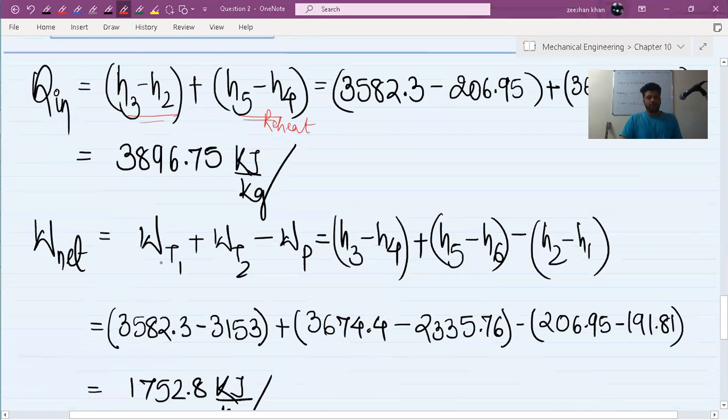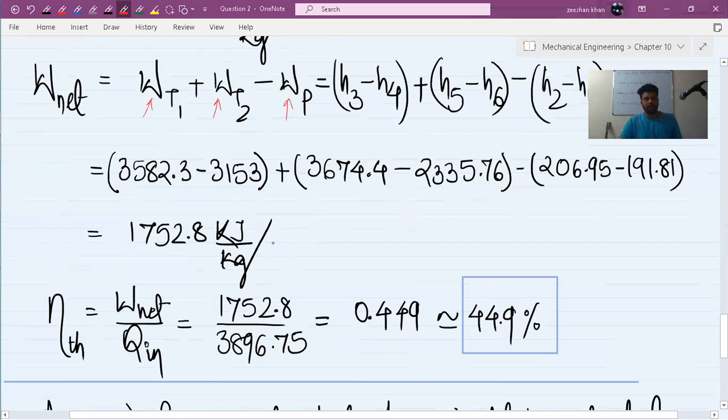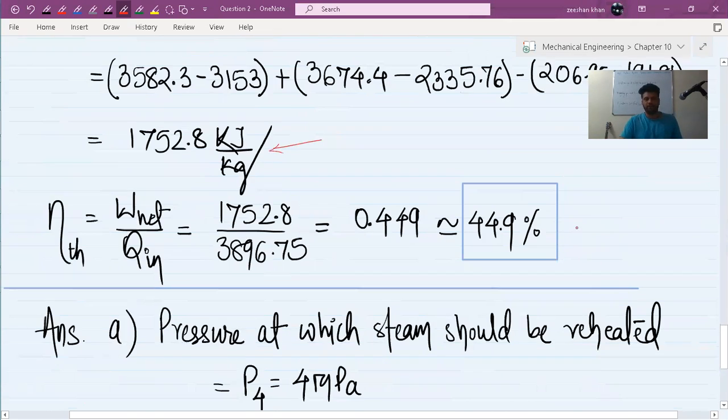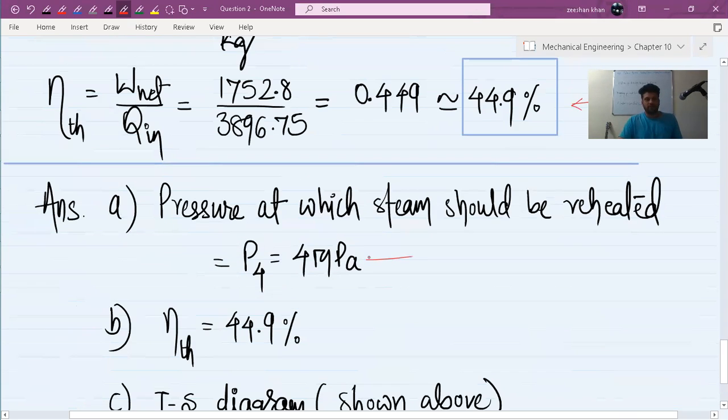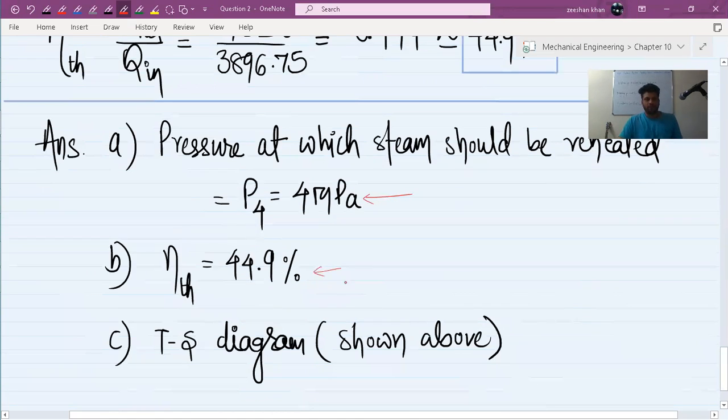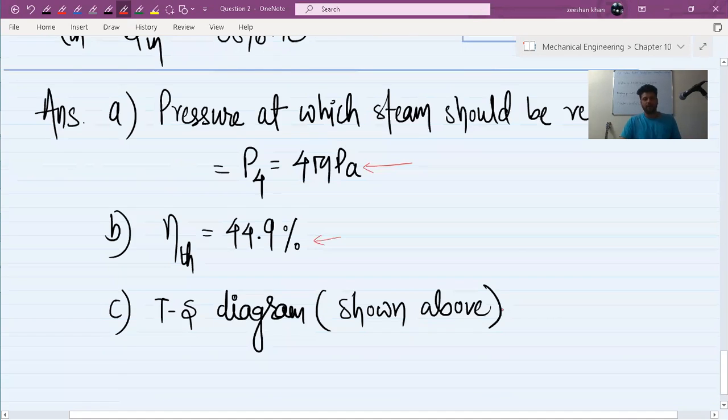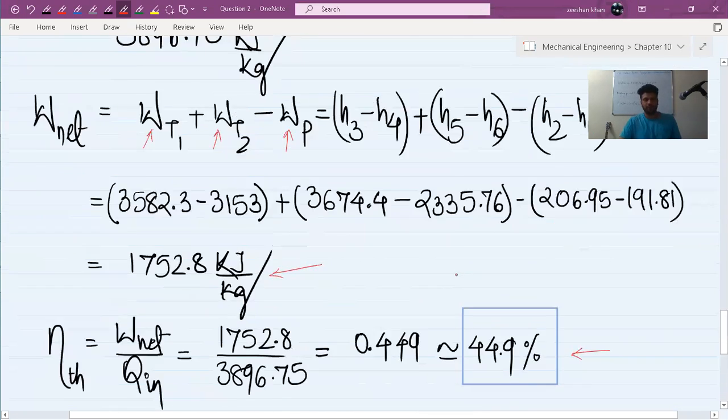And W net is going to be the work by the high pressure turbine, plus the low pressure turbine, minus the work by the pump. Work by the pump obviously is going to be H2 minus H1. So that comes out to be 1752.8. This is the net amount of work done, and the efficiency is going to be 44.9. Okay, so these are the answers. The pressure at which reheat occurred was 4 megapascals, and the efficiency is going to be 44.9, and the TS diagram I've already drawn here.